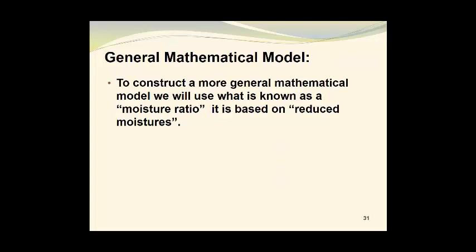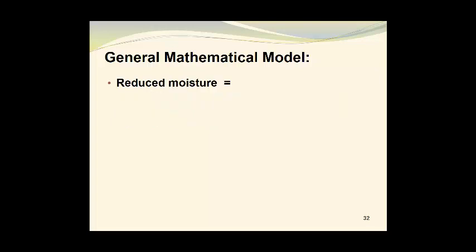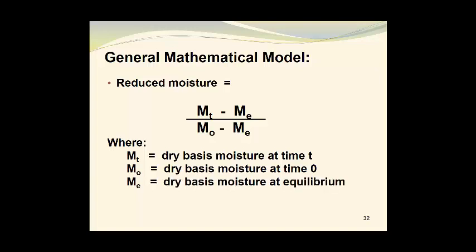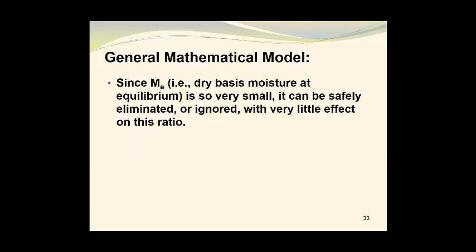To construct a more general mathematical model, we will use what is known as a moisture ratio, and this is based on reduced moistures. Reduced moistures are defined as being the moisture content m sub t minus m sub e divided by m naught minus m sub e, where m sub t is the dry basis moisture at any time t, m naught or m sub 0 is the dry basis moisture at time t equals 0, and m sub e is equal to the dry basis moisture at equilibrium, which occurs towards the end of the drying run.